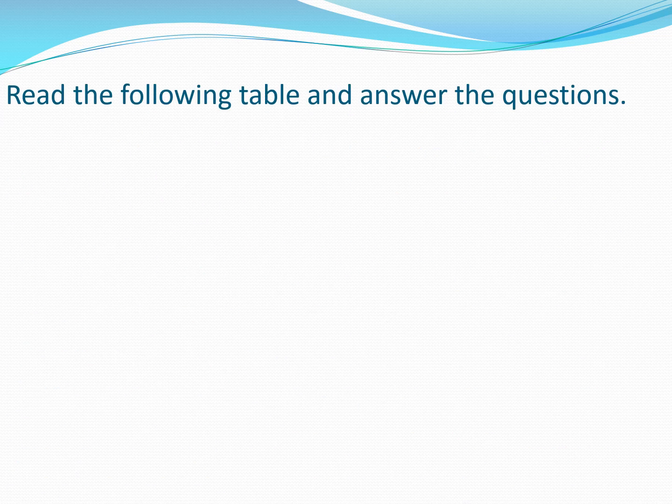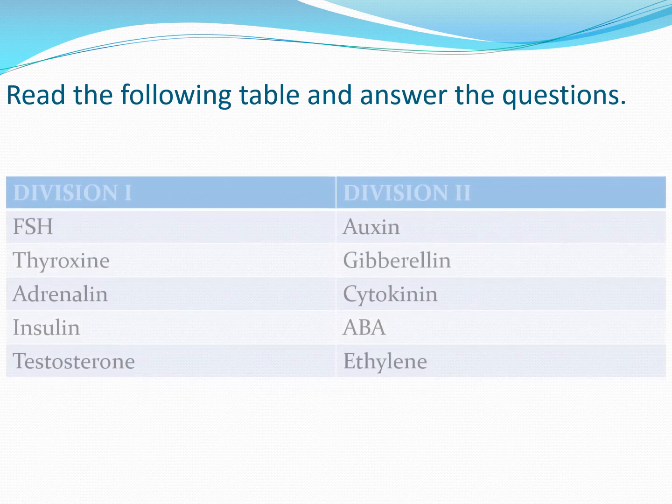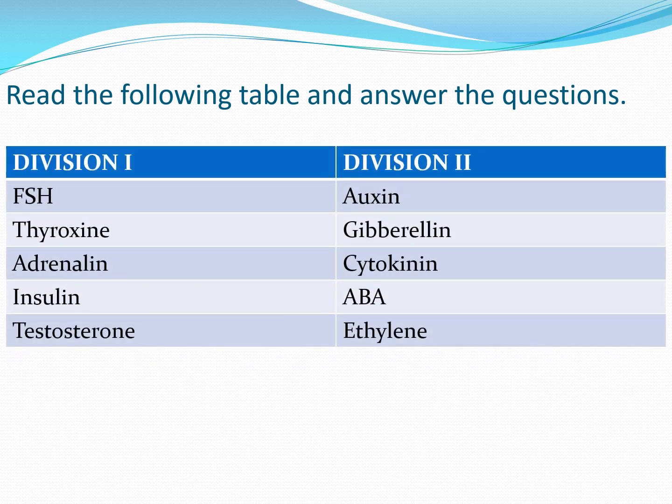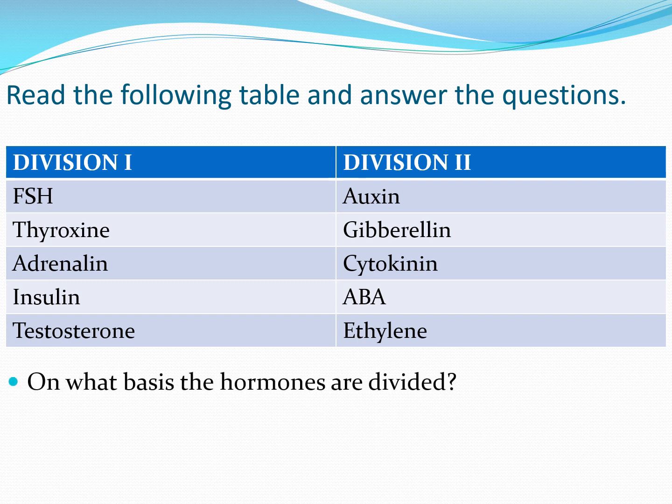So here read the following table and answer the questions. Again, division 1, division 2 are given. Under division 1 we have hormones like FSH, thyroxine, adrenaline, insulin, testosterone. Division 2, we got hormones like auxin, gibberellin, cytokinin, ABA and ethylene. Let us see the questions and answer them. First question, on what basis the hormones are divided? Division 1 are human hormones, division 2 are plant growth hormones.